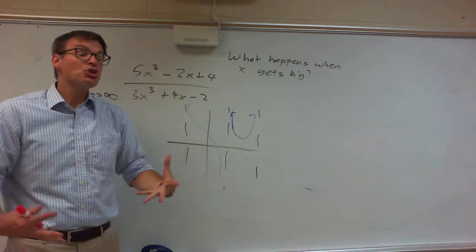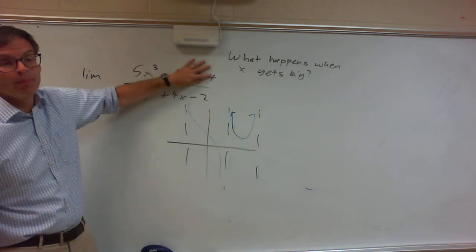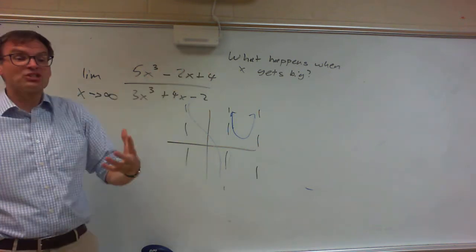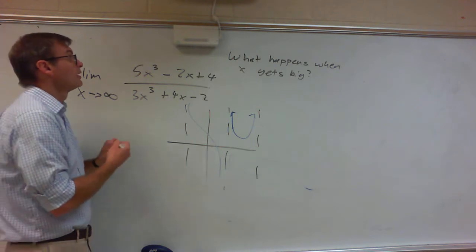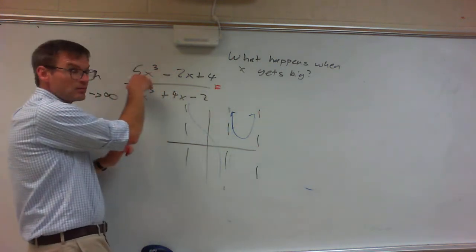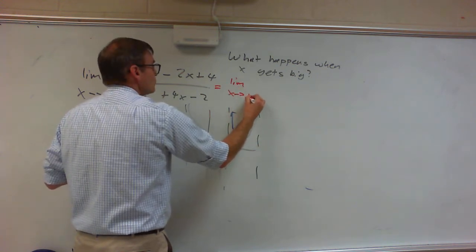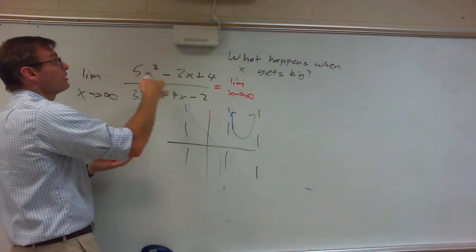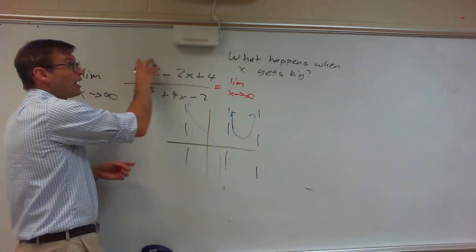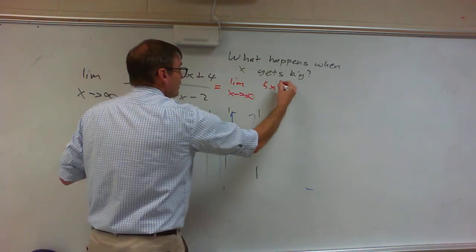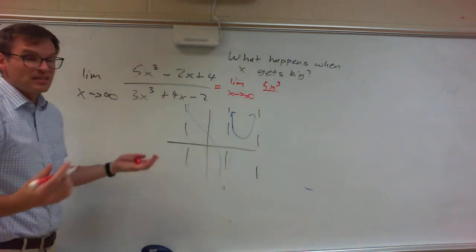So when x is huge, these terms don't matter very much. In fact, when x is huge, the only thing that matters is that term with the highest power. So I'll go ahead and put the limit as x goes to infinity. The only term that really matters is the term with the highest power, which is going to give me 5x cubed. The same logic goes on the bottom.